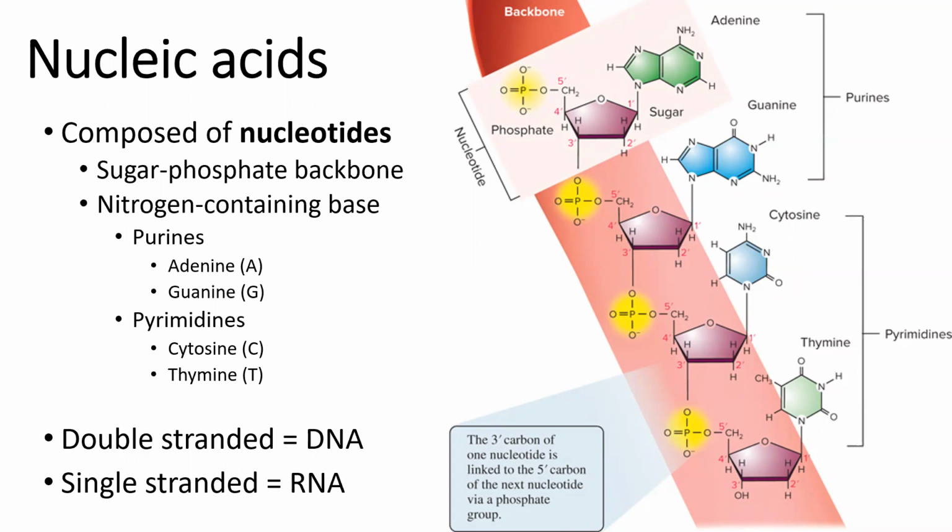You have the sugar, which is going to be either ribose or deoxyribose. You have the phosphate group, multiple phosphate groups, and then you have the nitrogenous bases or nitrogen-containing bases. Nitrogenous bases are split up into two groups, which we're going to talk about, the purines and the pyrimidines. And then we have some specific characteristics of the nucleic acids. If it's a double-stranded nucleic acid, it is DNA. If it's a single-stranded nucleic acid, it's RNA. Again, this is in biological living organisms.